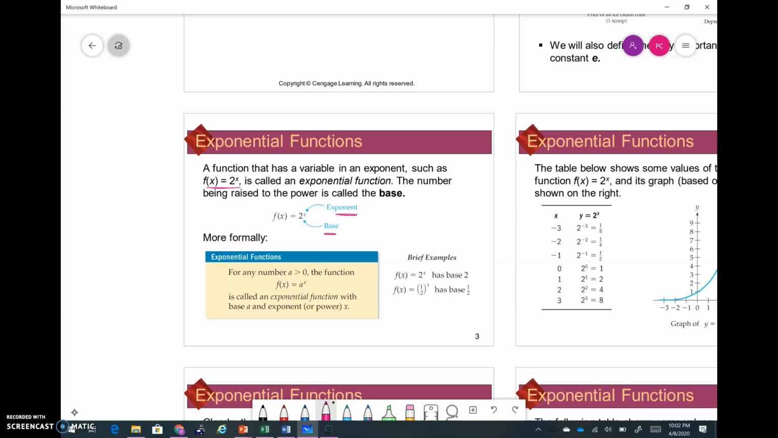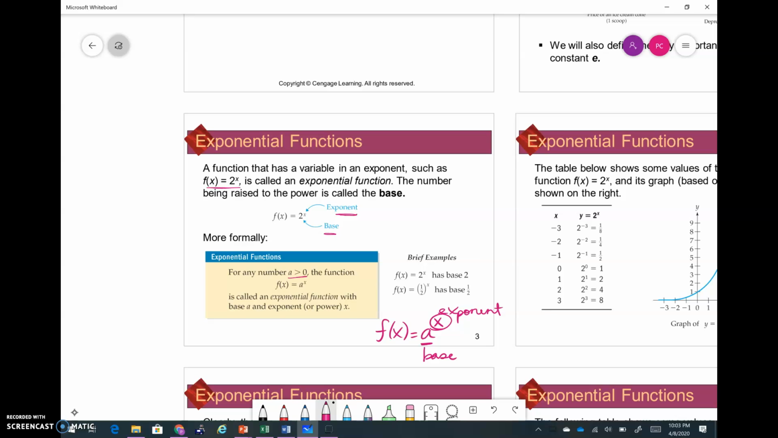So for any number a that's greater than 0, a positive value, the function f of x equals a to the x power is called an exponential function with base a and exponent or power x. So you can have f of x equals a to the x. That a is your base and the x is your exponent.